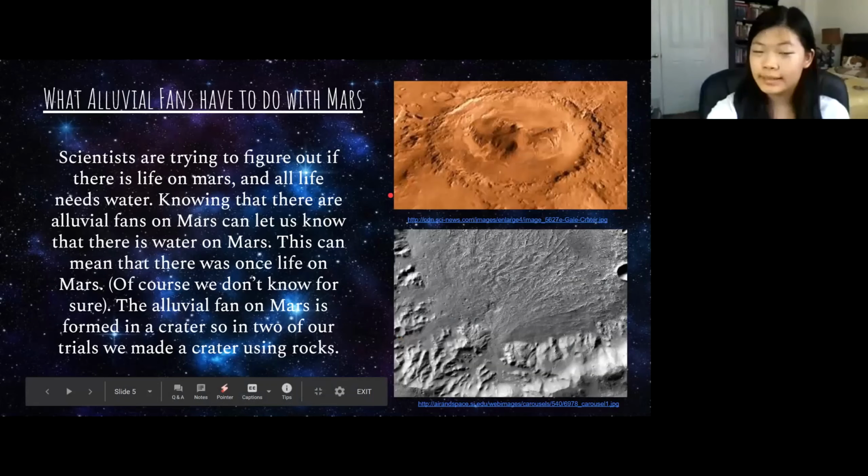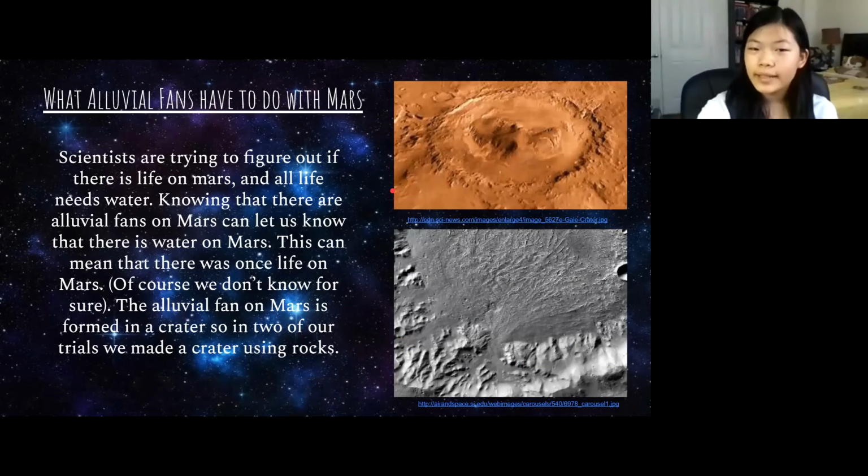What do alluvial fans have to do with Mars? Scientists are trying to figure out if there is life on Mars, and all life needs water. Knowing that there are a few alluvial fans on Mars can let us know that there is water on Mars. This can mean that there was once life on Mars. Of course, we don't know for sure.